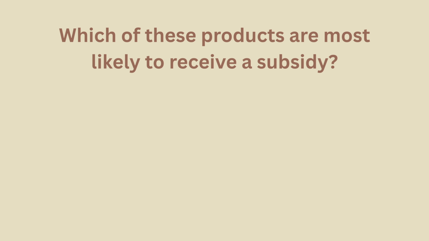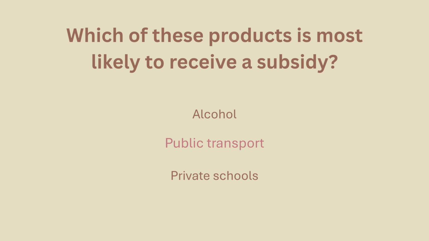Which of these products is most likely to receive a subsidy? Alcohol, public transport, or private schools? The answer is public transport. This is something that the government typically wants people to have better access to.